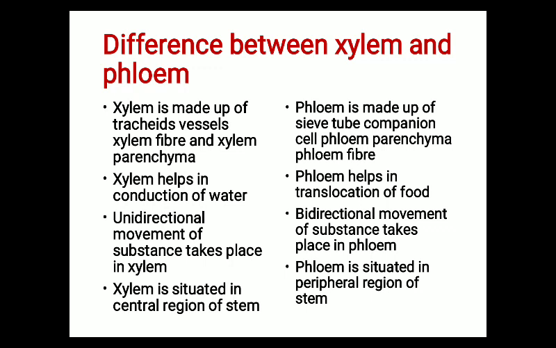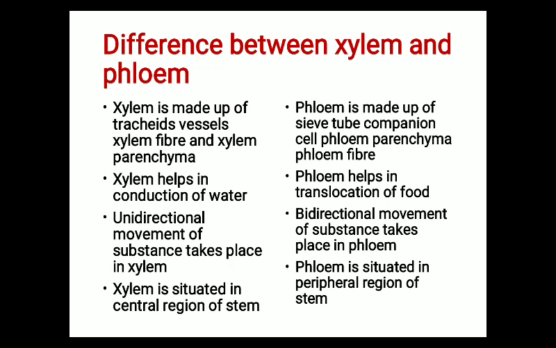So what is the meaning of unidirectional and bidirectional movement? Uni means one, so movement of substance takes place in only one direction in xylem, meaning water from soil will be conducted up to the leaf. Only in this direction does movement of water take place. That's why it is known as unidirectional movement. But in case of phloem, bidirectional movement takes place. Bi means two directional. Whatever food is synthesized in leaves may get stored in root, so upward to downward movement takes place.